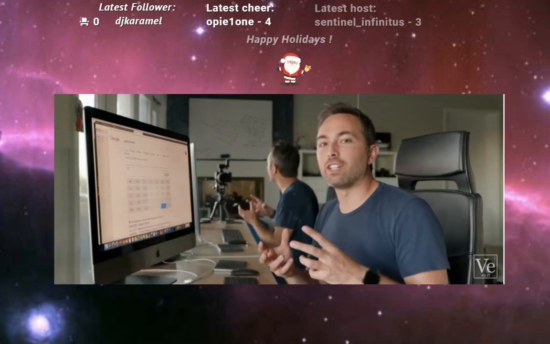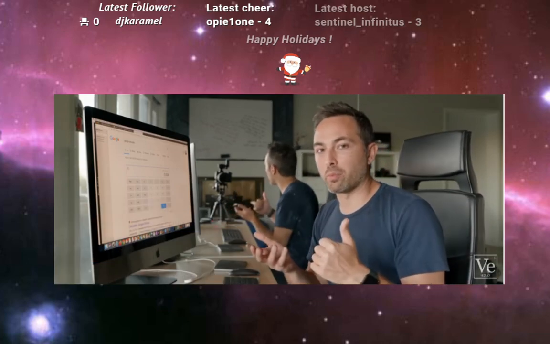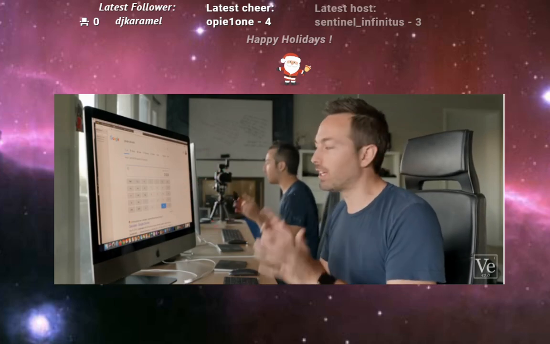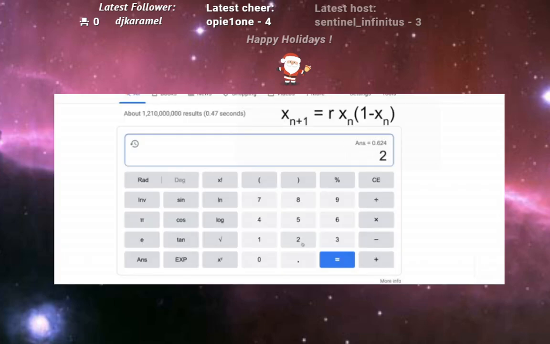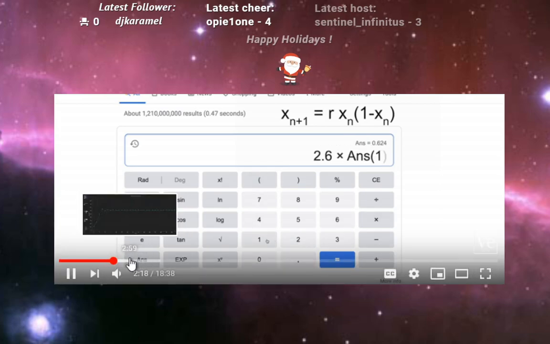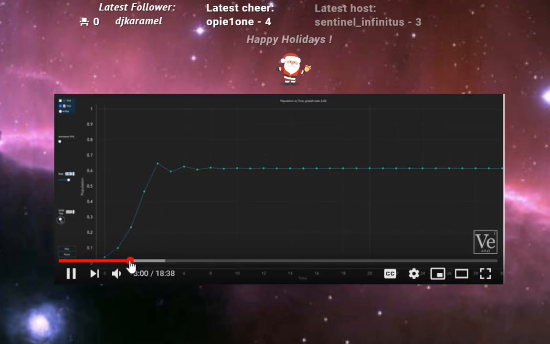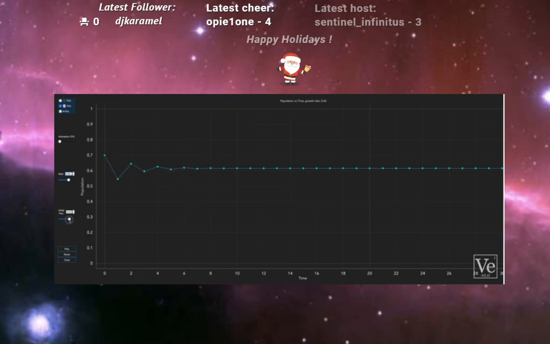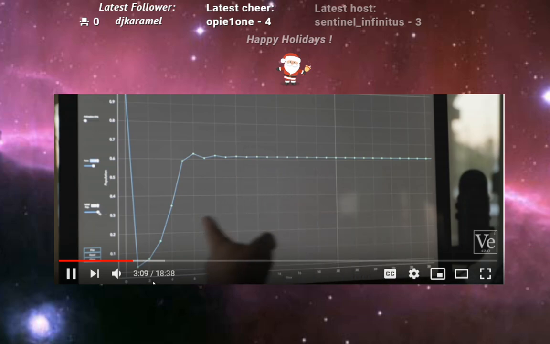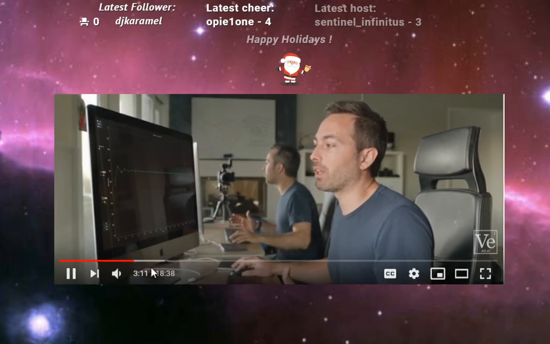In the first year. But what we're really interested in is the long-term behavior of this population. So we can put this population back into the equation. And to speed things up, you can actually type 2.6 times answer times 1 minus answer. And what you see is the first few years change, but the equilibrium population remains the same. So we can basically ignore the initial population.